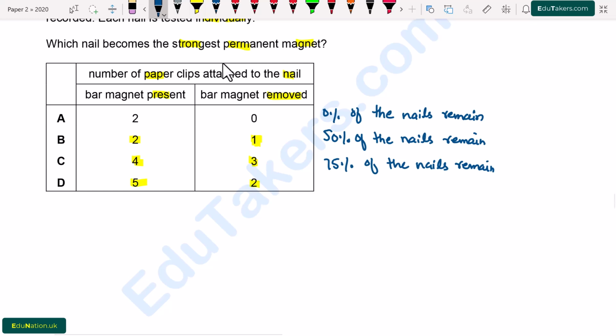So here 40% remains. 75% is the largest among all of these. It means that 75% of the nail's magnetism stays even when the bar magnet is removed. So the correct option is C.